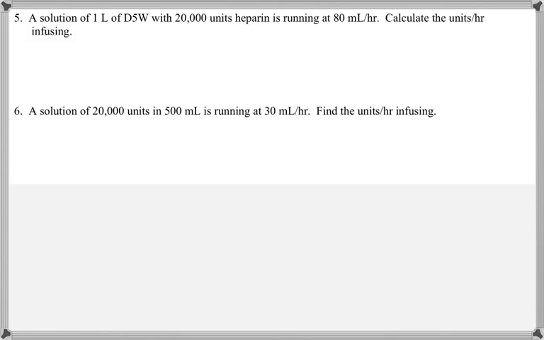Okay, number 5 says a solution of 1 liter of D5W with 20,000 units heparin is running at 80 mLs per hour. Calculate the units per hour infusing. So they give us the mL per hour rate and they want us to convert it to the units per hour rate. And my solution strength is 20,000 over 1 liter, or I can put over 1,000 mLs.